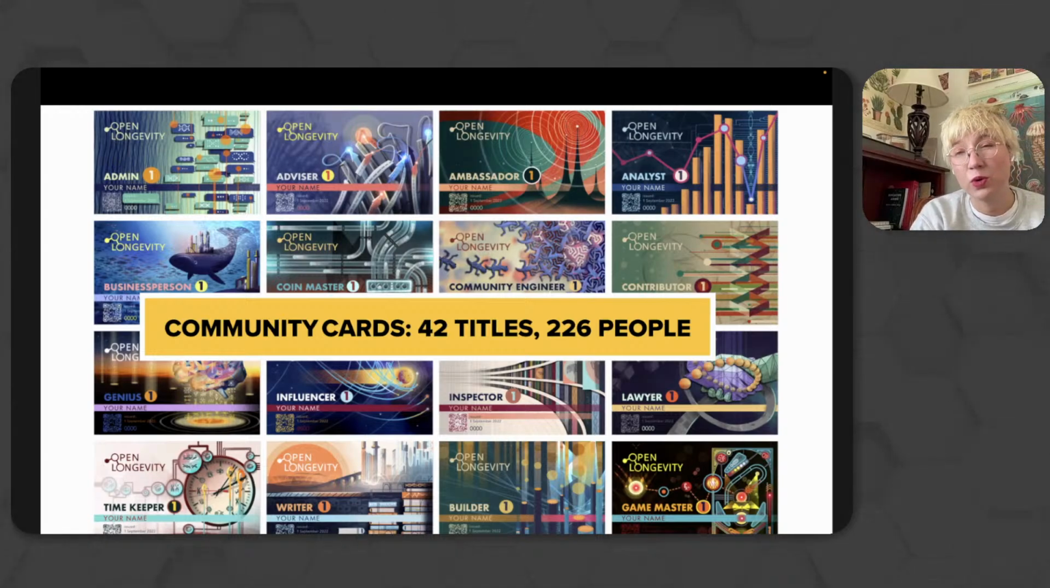Only like 226 people have these cards right now. We would be happy to give out more. I think we're just a little bit lacking the system of how to give the cards properly and how to make people feel that these cards are actually important and useful. But we're getting there. We're happy with the titles here because they describe the industry, not only Open Longevity work, but the industry as a whole.